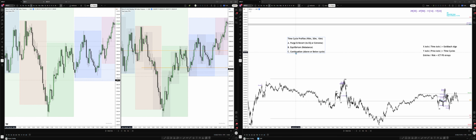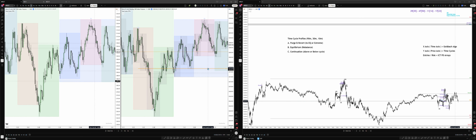And then continuation would be C. So above or below a cycle, you have continuation. That's the trickiest one, in my opinion. I would stick to A or B. And then if you want to trade C, go ahead and trade C. But there's plenty of just A's and B's to trade. You don't really need to even worry about C.